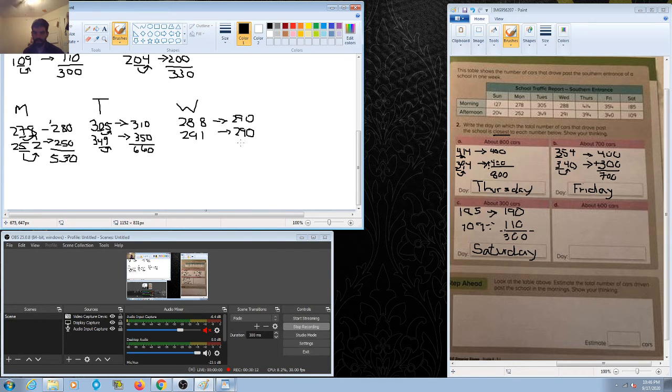And then 290 plus 290, 0 plus 0 is 0. 9 plus 9 is 18. Carry the 1. 1 plus 2 is 3, plus 2 is 5. So 580 is our estimate for Wednesday. So Wednesday is going to be the closest day to the approximation or estimate of 600 cars because it's only 20 away, whereas 530 is 70 away and 660 is 60 away. Okay. Alrighty, so this is going to be Wednesday.